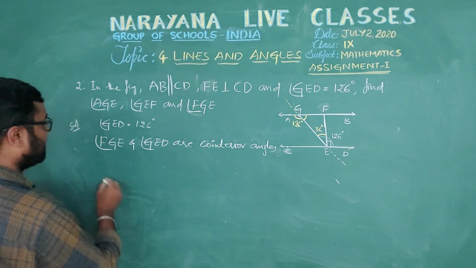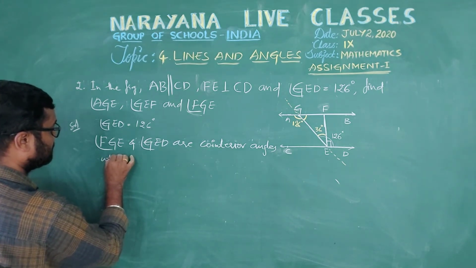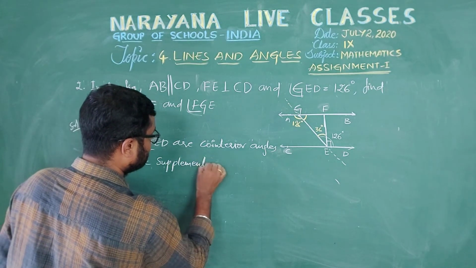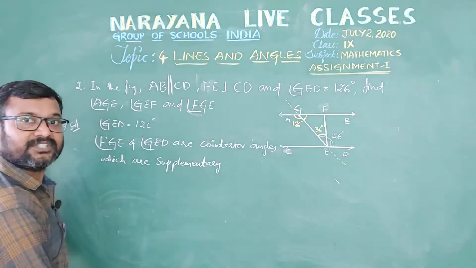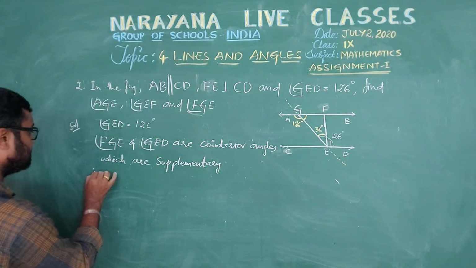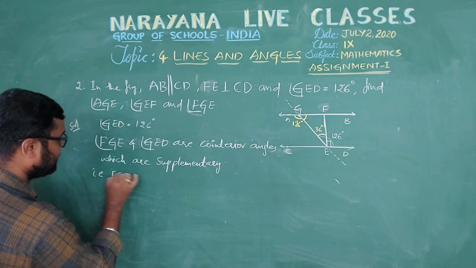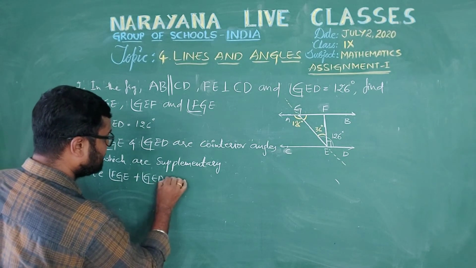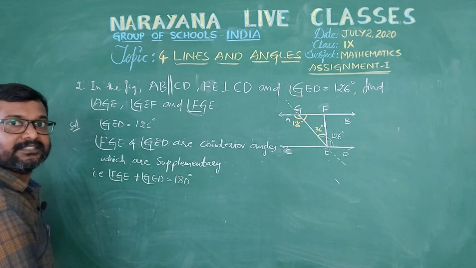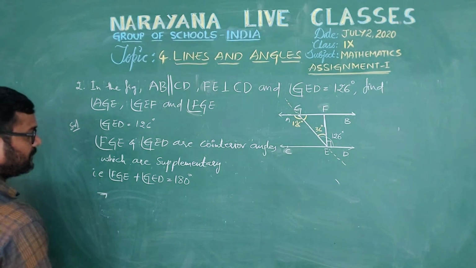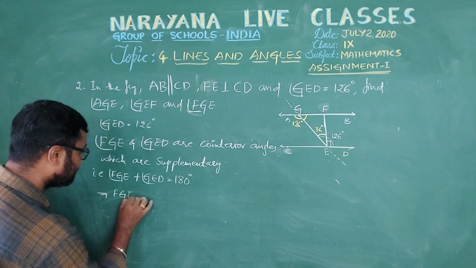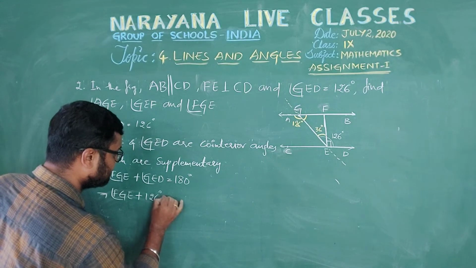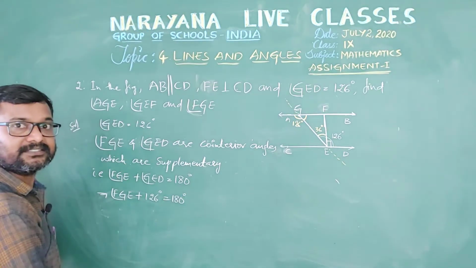So co-interior angles are supplementary to each other. That is, angle FGE plus angle GED is equal to 180 degrees, isn't it? Now angle FGE plus angle GED, given 126 degrees, is equal to 180 degrees, isn't it?